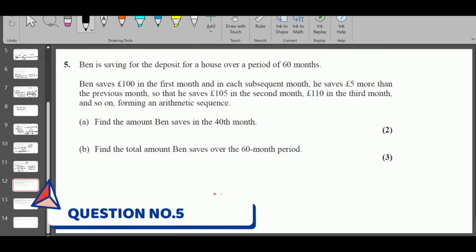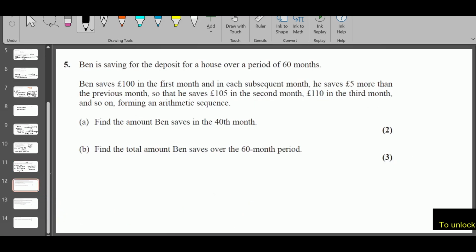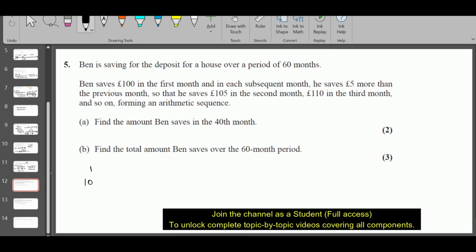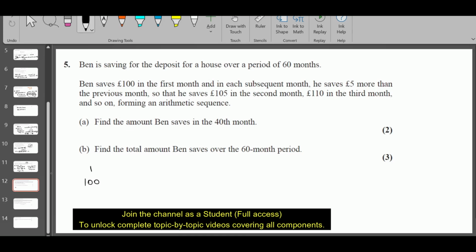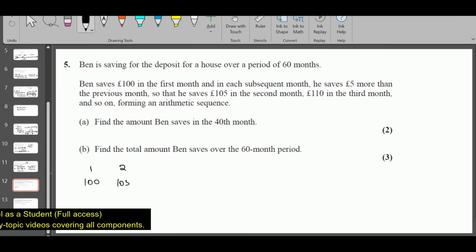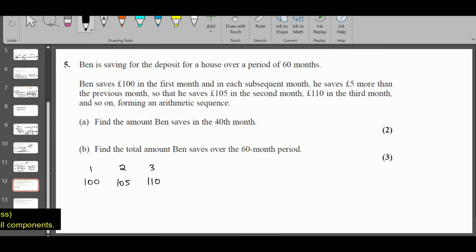Question number 5. Ben is saving for the deposit for a house over a period of 60 months. He saves £100 in the first month. In the second month, he saves 5 more than the previous one. So 105, third month 110, etc. It forms an arithmetic sequence.